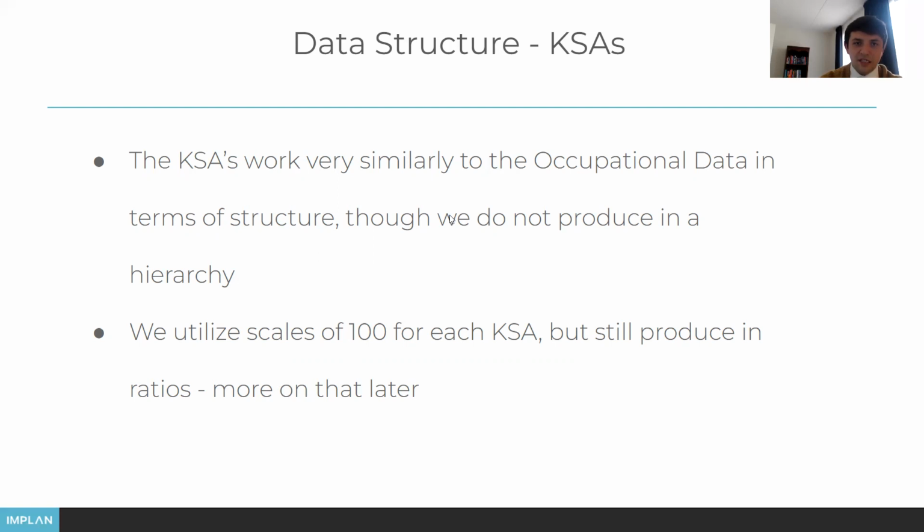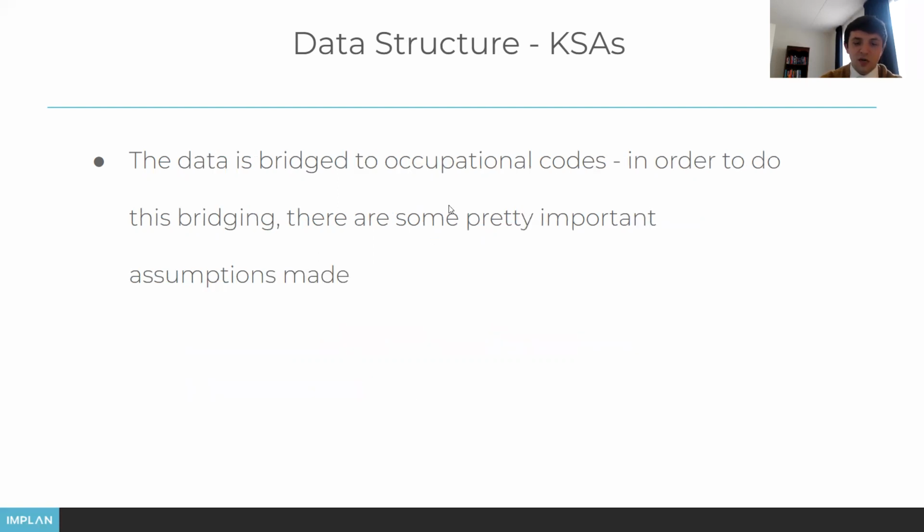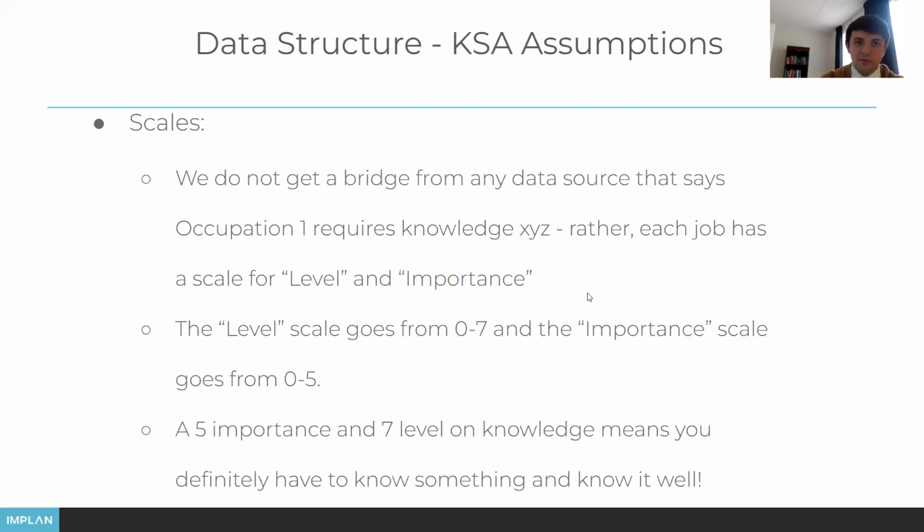So KSAs are bridged to our occupational codes. So off of an industry, we take an industry employment count and split that out into occupations. And then we take the occupation codes and split that out into the different KSAs. In order to do this, there are some pretty important assumptions that we make.